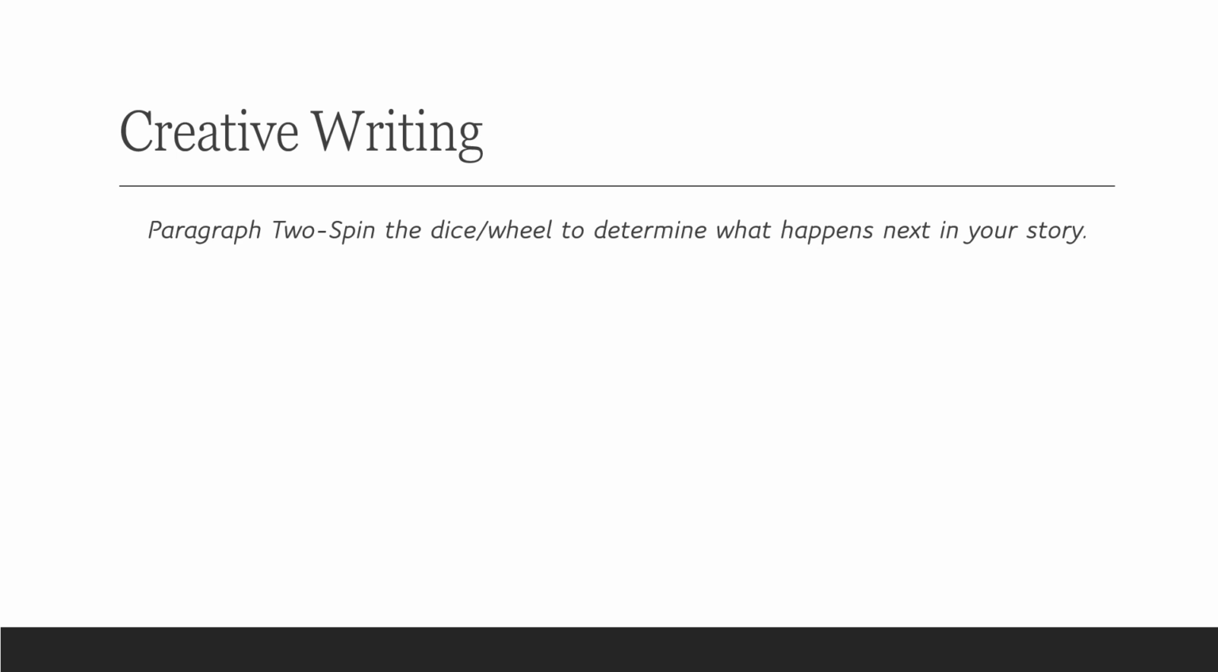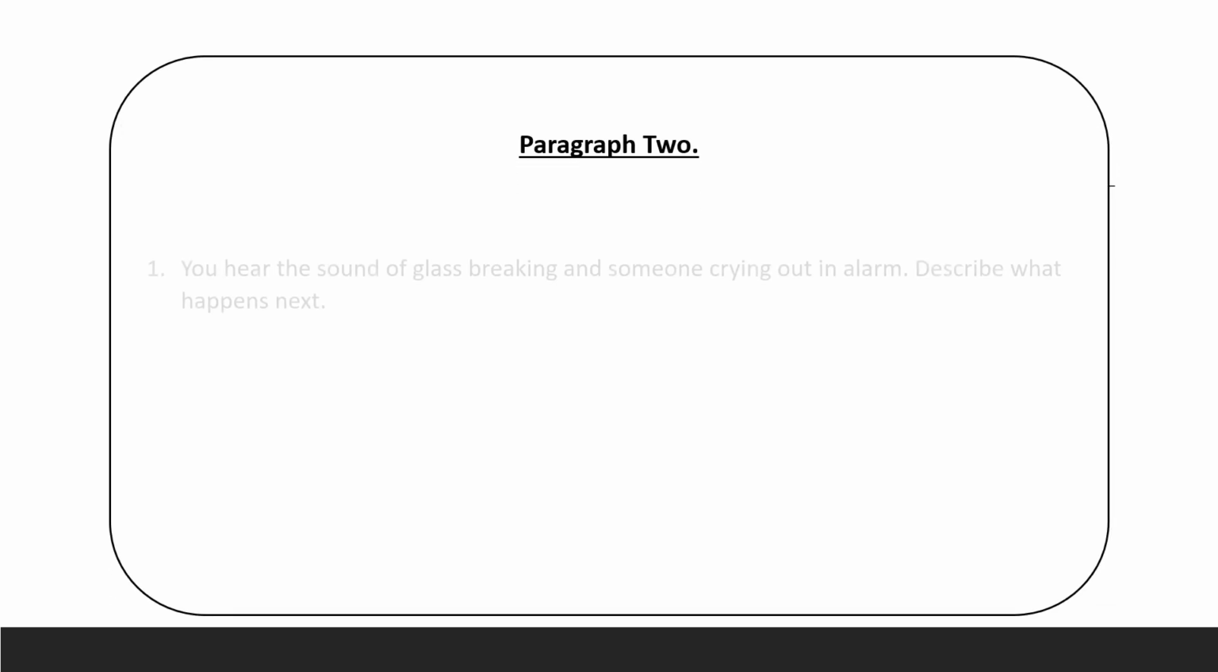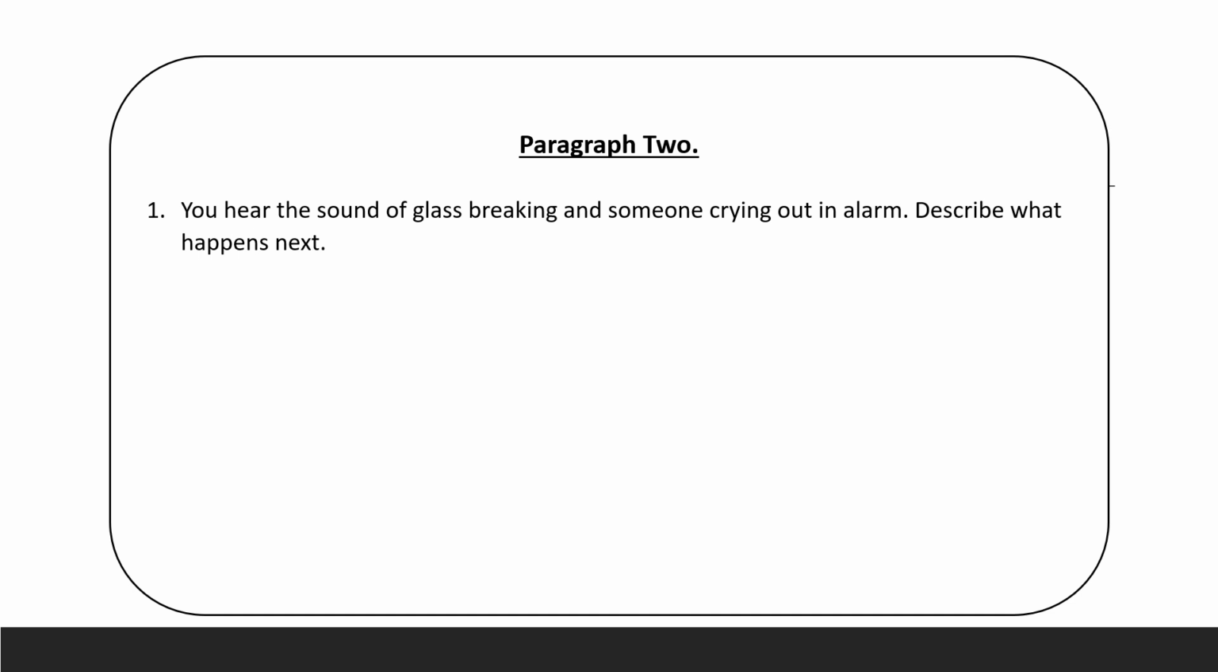Paragraph 2. You can spin the dice or the wheel to determine what happens next in the story, or you can just decide to pick a number from 1 to 6 at random, and then you can use this idea to try and actually write your own piece of creative writing based on the scenario that we've been discussing. So first thing to think about then, for paragraph 2, if you went with number 1, you could go with a scenario such as this.